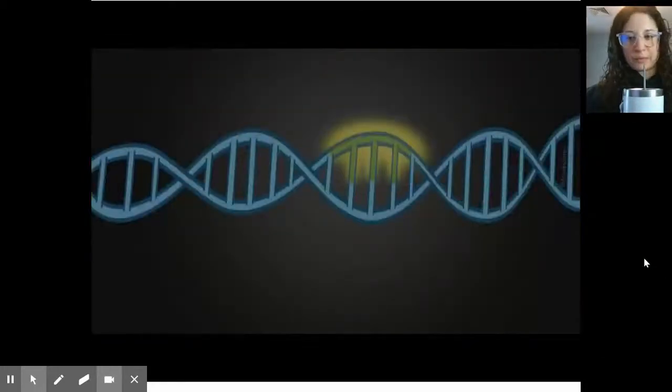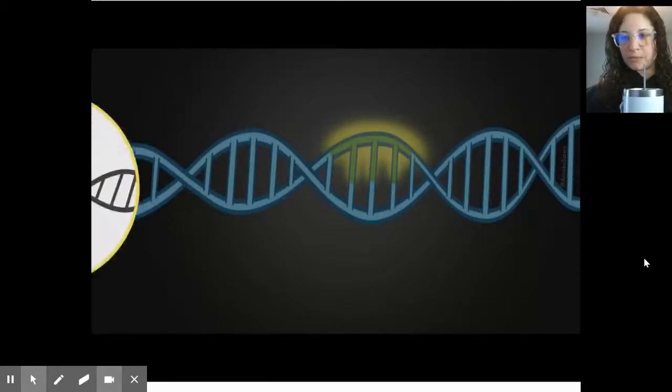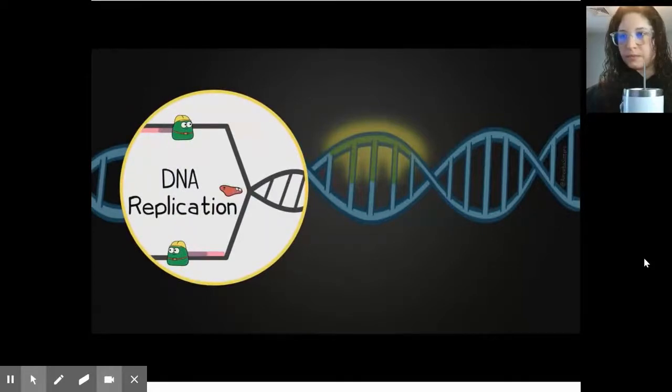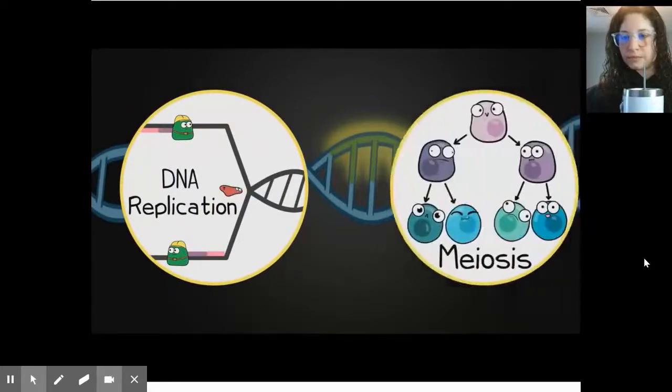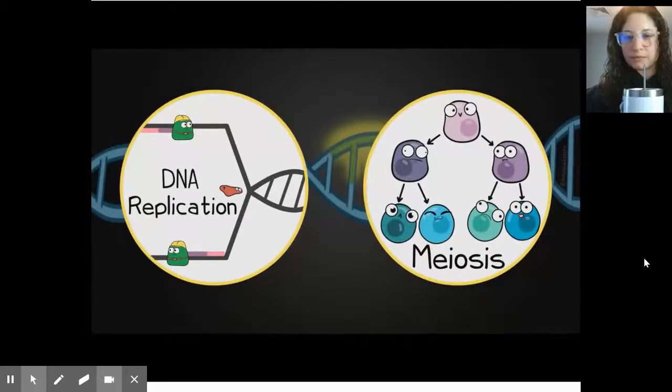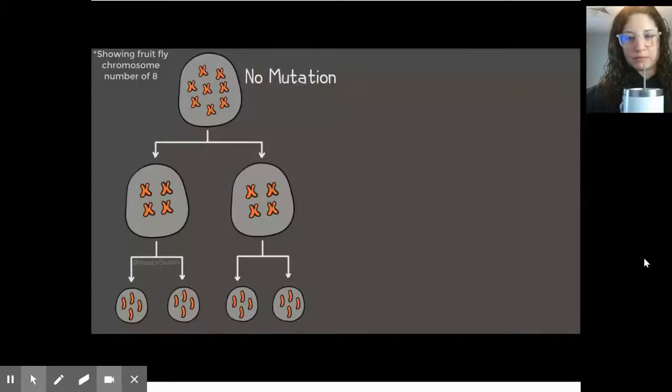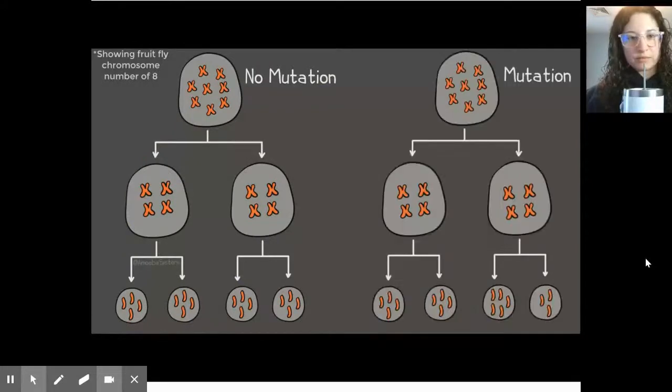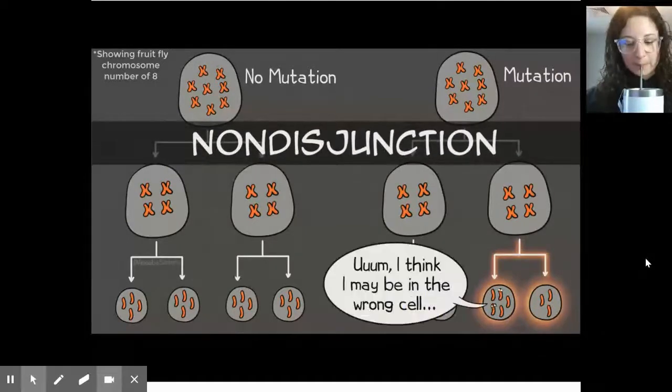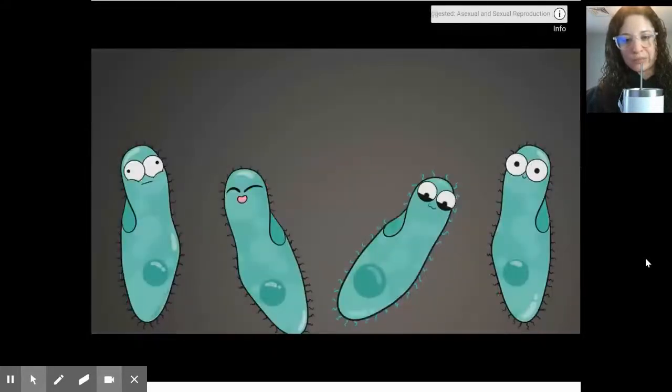If a mutation is going to happen, it can happen during DNA replication, but also during other things too, like during meiosis. In fruit flies and other animals, meiosis makes sperm cells that have half the number of chromosomes as the organism. However, sometimes those chromosomes don't separate completely. We call this non-disjunction. This can result in a sperm cell that has too many or too few chromosomes.